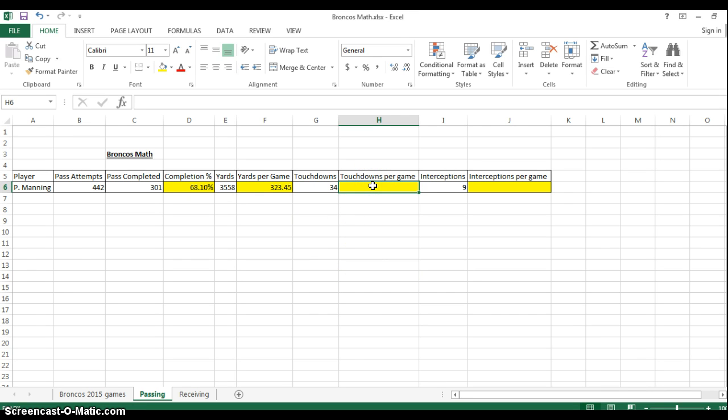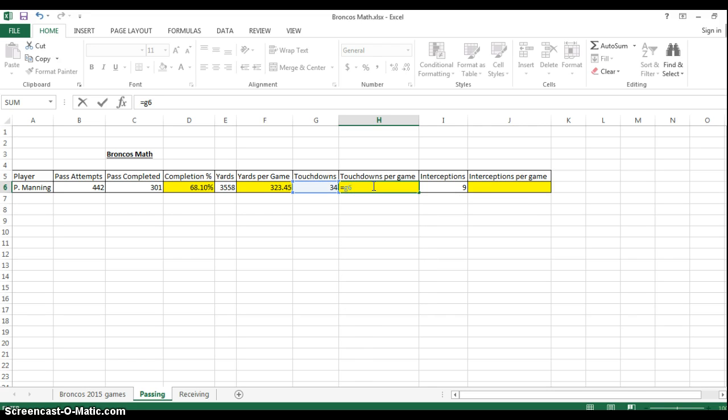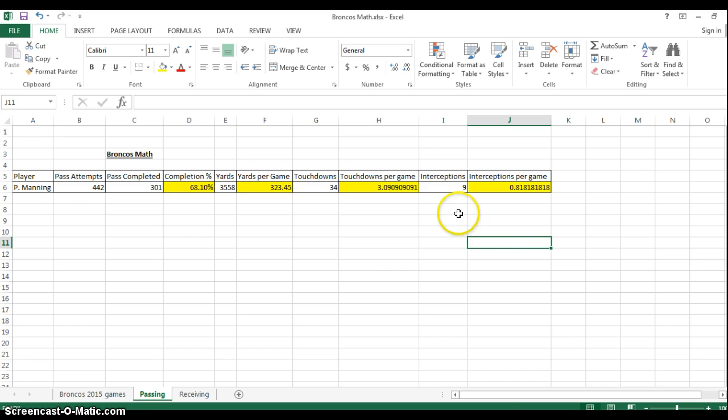And for touchdowns, we're doing the same thing. So we just take the total so far this season, which is 34, divide that by 11. And he's throwing a little over 3 touchdowns per game. And for interceptions, we take the total divided by 11. And he's throwing a little under 1 interception per game.